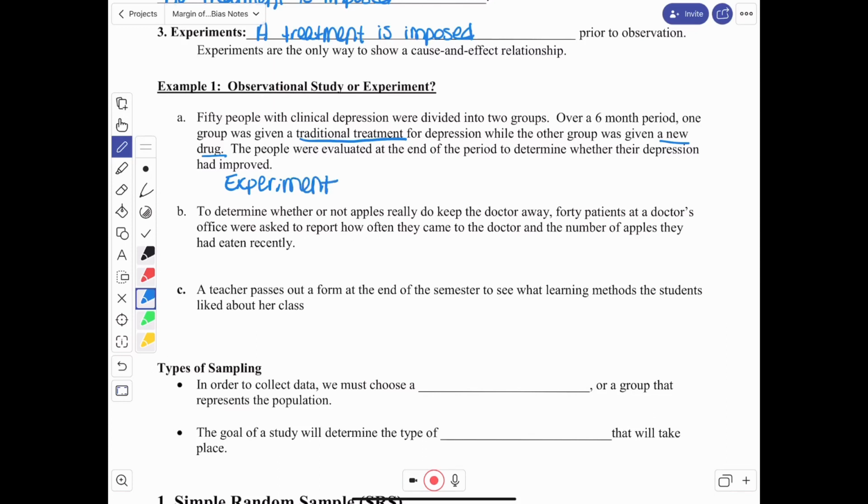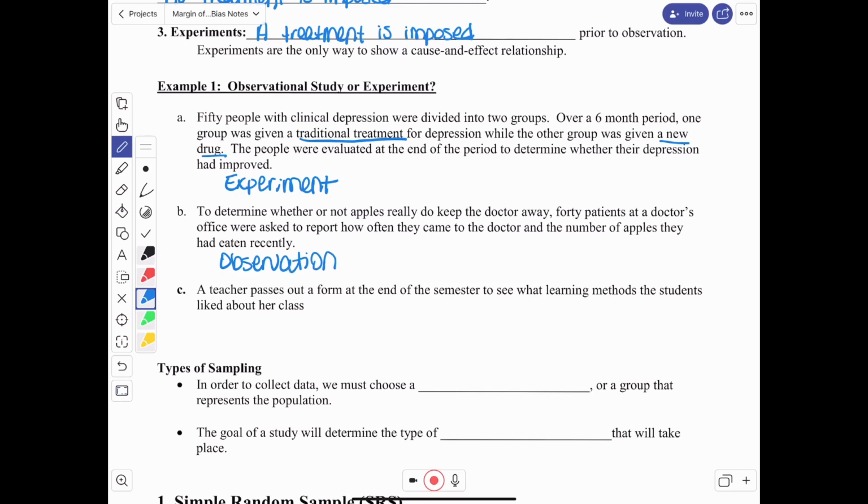Okay? All right, so for B, to determine whether or not apples really do keep the doctor away, 40 patients at a doctor's office were asked to report how often they came to the doctor and the number of apples they had eaten recently. Okay, so they're not being told to eat apples or anything like that. They're just being asked how many they eat. So they're not being imposed or anything like that. So this is an observation.